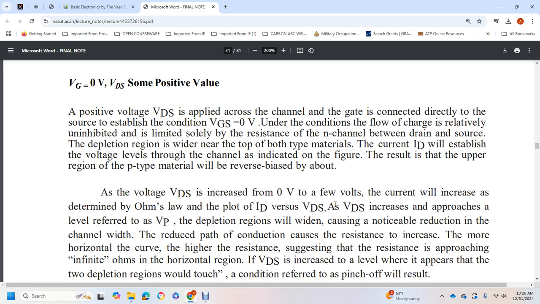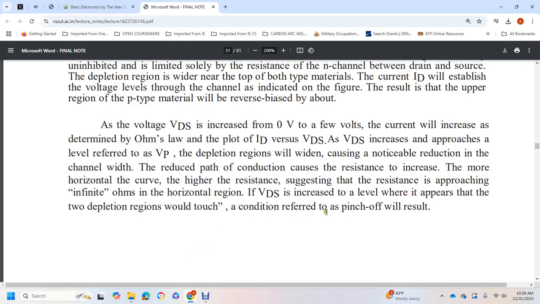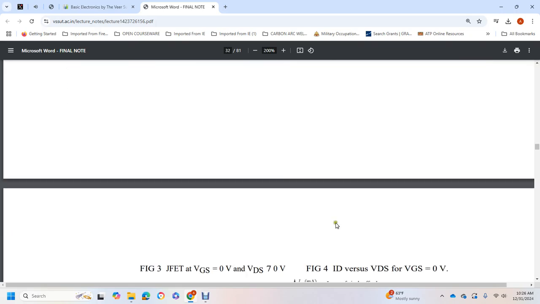The plot is of drain current ID versus drain-source voltage VDS. As VDS increases and approaches the level referred to as the pinch-off voltage VP, the depletion region will widen, causing a noticeable reduction in the channel width, which reduces the path of conduction and causes the resistance to increase. The more horizontal the curve, the higher the resistance, suggesting that the resistance approaches infinite ohms in the pinch-off region. If VDS is increased to the level where the two depletion regions appear to touch, the condition referred to as pinch-off will result.